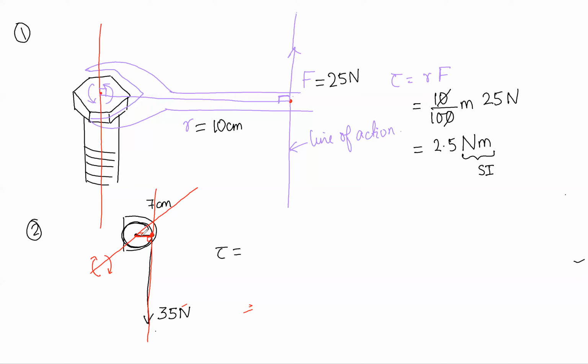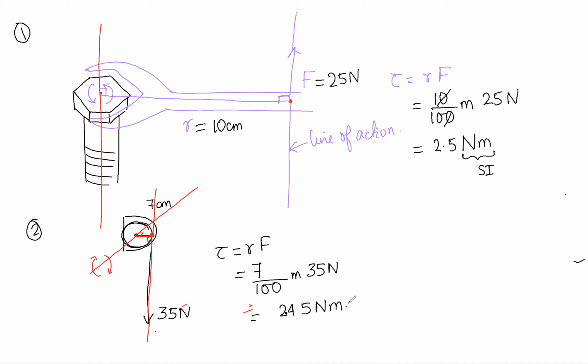So torque is equal to R into F. Tau is equal to R into F. R is equal to 7 centimeters. Convert it into meters by dividing by 100. So it is 7 by 100 meters, multiplied by force, which is equal to 35 Newton. 7 5s are 35, 7 3s are 21, plus 3 is 24. 245 by 100. So 2.45 Newton meter. That is the torque.